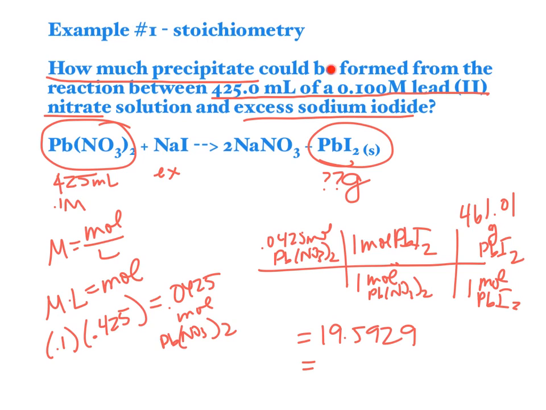I'm going to check my sig figs in my problem. What do I got for numbers up here? Right there I got 4 sig figs in 425.0. I have 3 sig figs in 0.100. So I need to round my answer to 3 sig figs. So the 19, I have to cut it off after this 5, but that'll round it up. So my final answer is 19.6 grams of PbI2 is the final total answer for that problem. There we go.